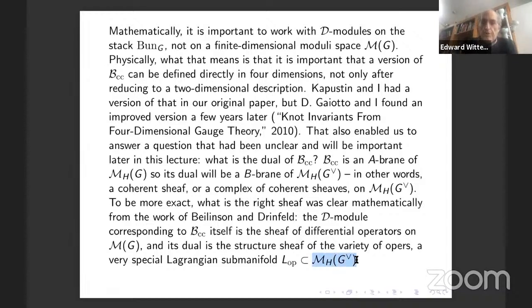So I won't define opers right now, but I will at the end of the lecture need the definition. So let's just say, for now, once you study B_cc, you naturally want to know what's its dual. The answer was known by Beilinson and Drinfeld. And after actually struggling a lot, we eventually got a physics-based explanation of it. Or I should better say a four-dimensional gauge theory-based explanation. You could argue that the Beilinson-Drinfeld explanation was physics-based because all the ingredients they used were ingredients of two-dimensional conformal field theory. What Gaiotto and I had here was a gauge theory-based explanation.